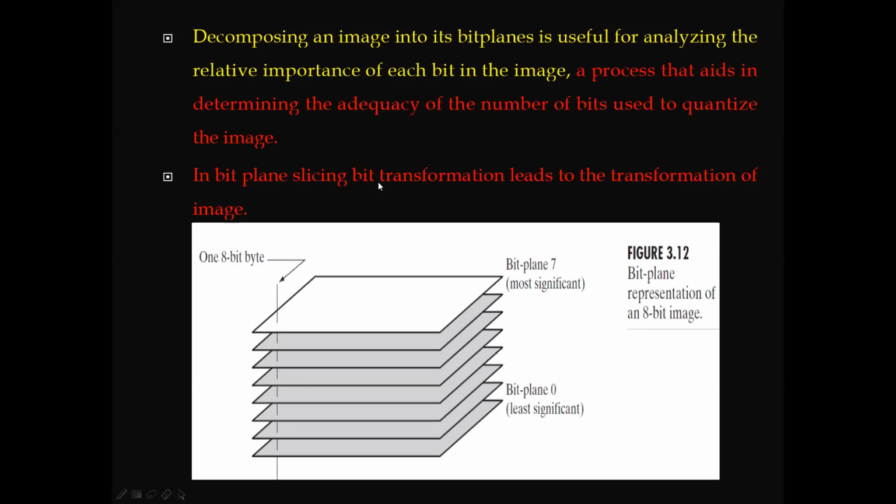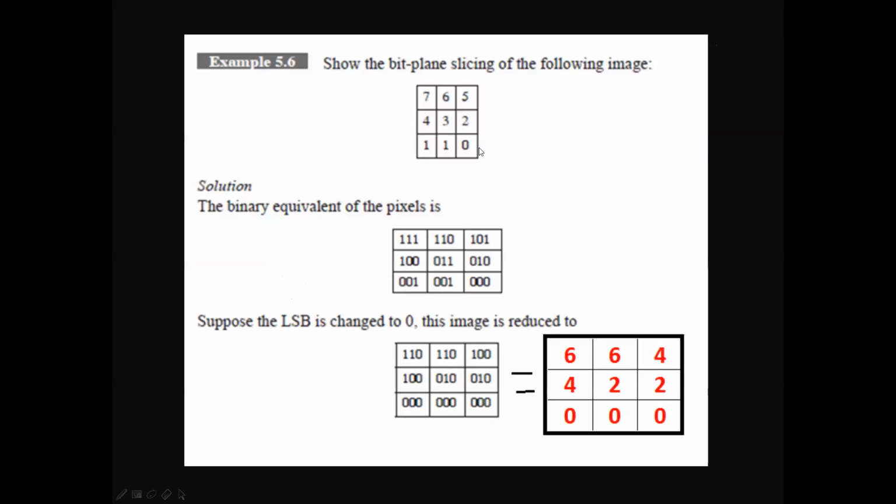So in bit plane slicing, bit transformation leads to the transformation of the image. That means if we change the bit of a pixel, then the image will be transformed into another image. If we transform the bits, the image also transforms. For example, you can see this is the image given. It is a 3x3 image, and the pixel values are 7, 6, 5, 4, 3, 2, 1, 1, 0.